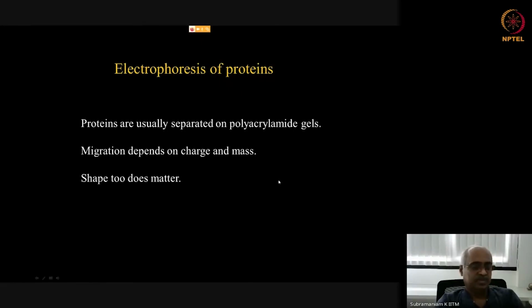And shape also matters because the pore size is going to have a certain diameter, and if you have a long fiber kind of thing with a low diameter, then that can migrate, while a shorter globular protein with a bigger diameter is not going to migrate. So shape does matter, but we do a modification to the protein shape such that in the most commonly used version of polyacrylamide gel, what matters is the charge by mass ratio. That is, for unit mass, how much charge is present. So that is what is going to determine it.